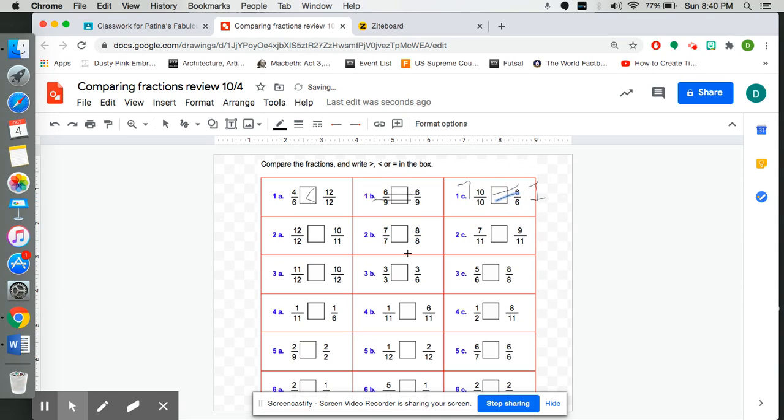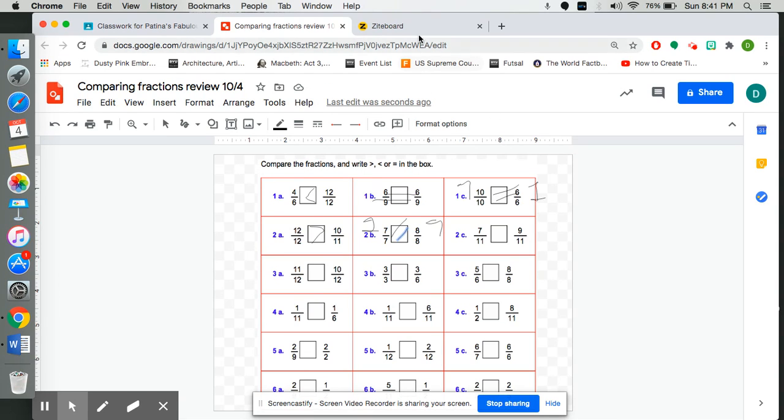Okay, so let's move on to 12/12 and 10/11. Well, if I know 12/12 is equal to 1 whole, then 10/11 is going to obviously be less than that. So I'm going to say that is greater. 7/7 and 8/8, those both equal 1 whole as well because they're the same on the top and the bottom. So that would mean that they would have to be equal as well. Let's do one where they're not equal. A lot of these are seeming like they want to be equal. So let's do 7/11 and 9/11 and compare those two.